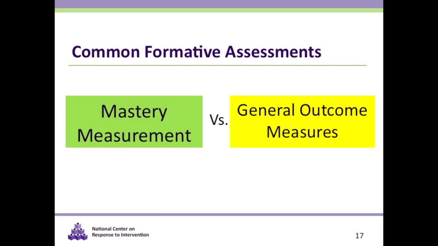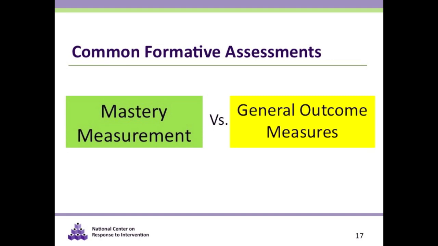We are now going to talk in more detail about two common formats for formative assessments. Each type of measure has value, although they are typically used for different reasons. Mastery measurement indexes a student's successive mastery of a hierarchy of objectives or skills, whereas general outcome measures typically reflect overall competence or skill within an annual curriculum.